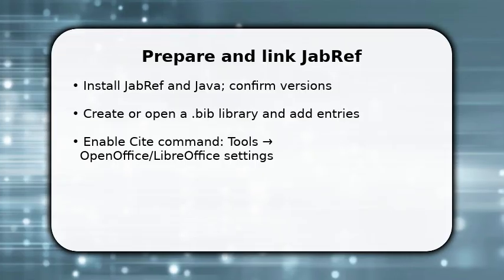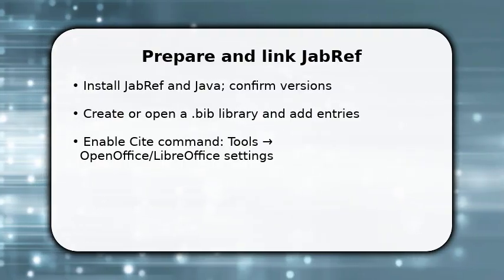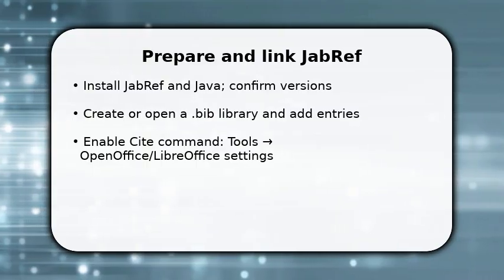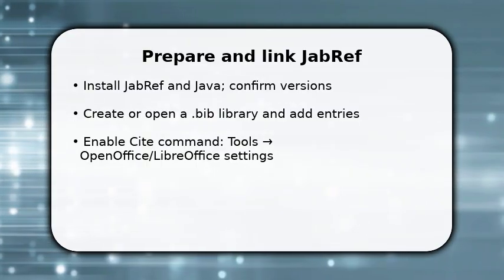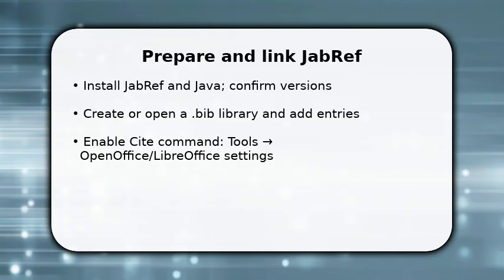Enjoy the video. You start by preparing the tools. Open JabRef, load your bib library, and verify Java is current so citation integration works. Next, configure the cite key pattern and check each entry's required fields so Word will render references correctly.